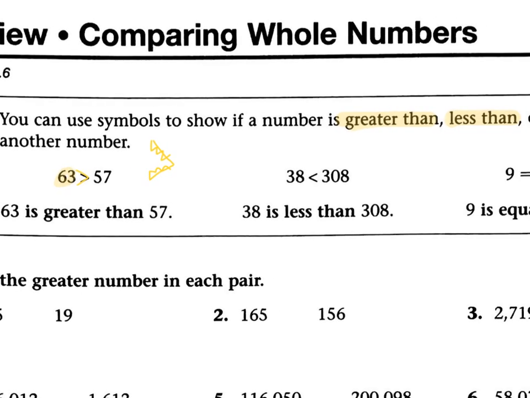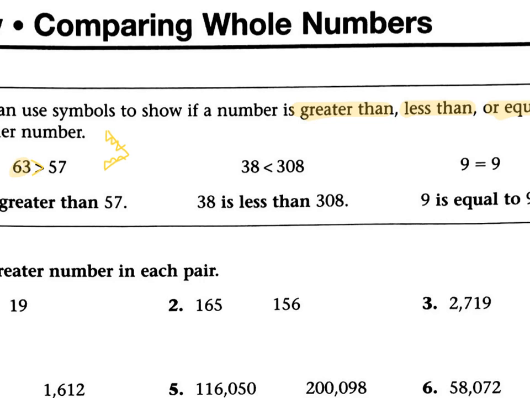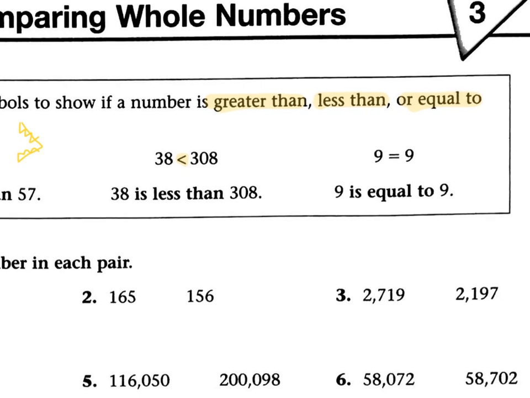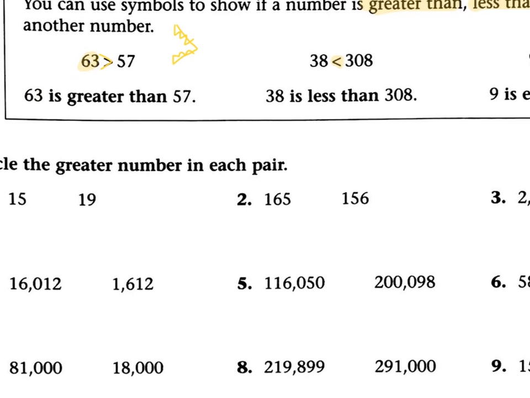All right, and then less than is just pointing the other way. 38 is less than 308. So the gator mouth is going to eat the 308. And then 9 is equal to 9, all right? That one is pretty self-explanatory.